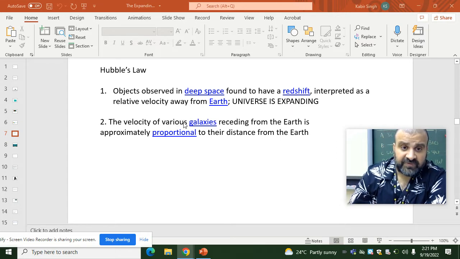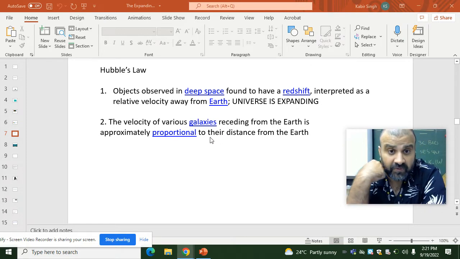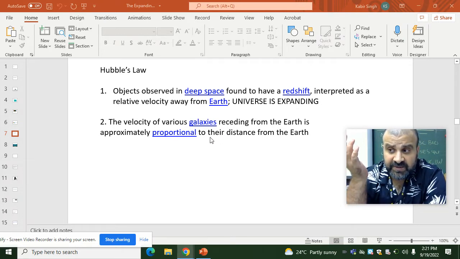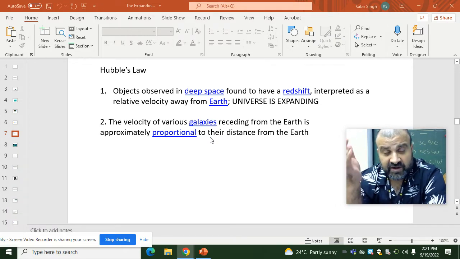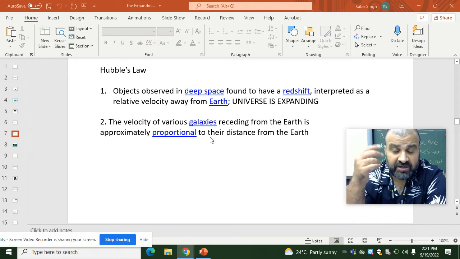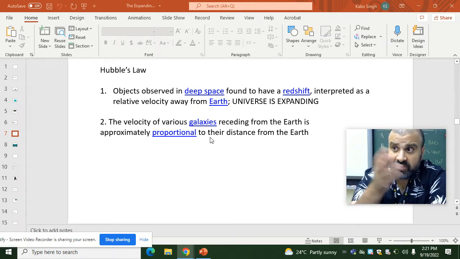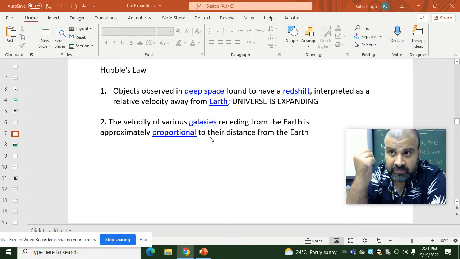The second point, the velocity of various galaxies receding from the Earth is approximately proportional to their distance from the Earth. So in common language, what does this mean? The more distant the galaxy is, the faster its velocity is away from the planet. So galaxies closer to us are moving away, but more slowly. Galaxies that are very far away from us are still moving away at a much faster pace. Okay? So the majority of the universe that we can see is moving away from the planet. The further away it is from the Earth, the faster it's moving.